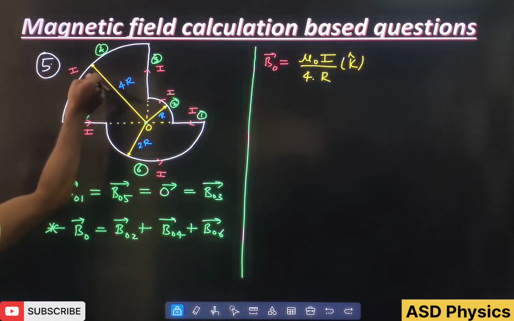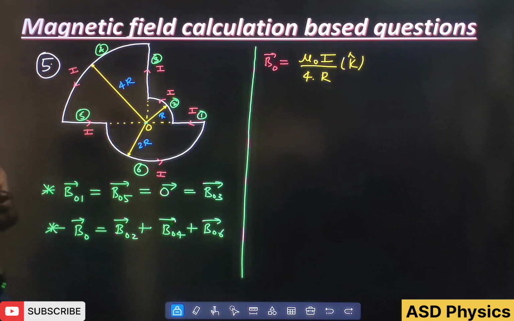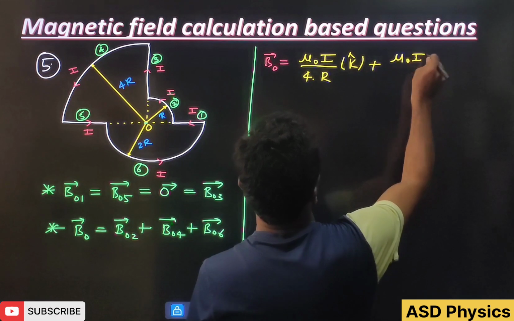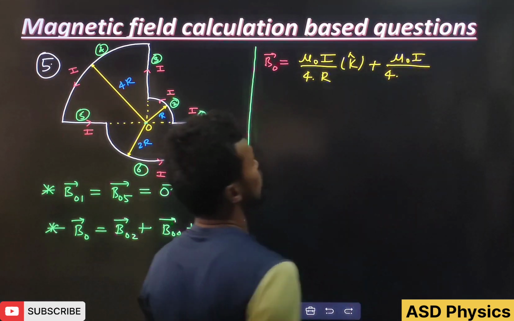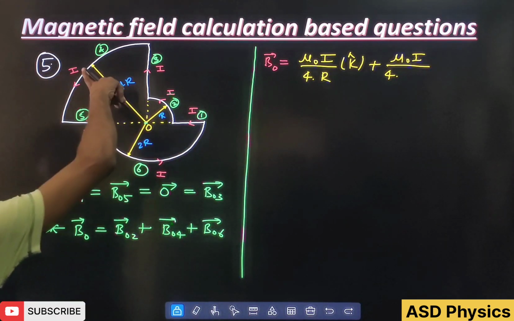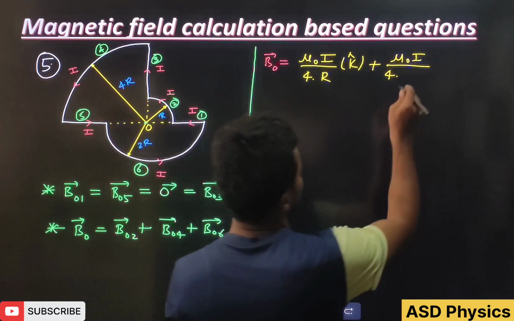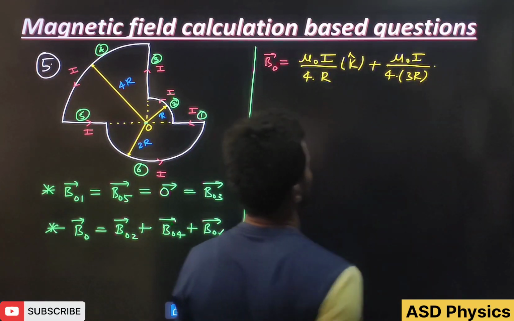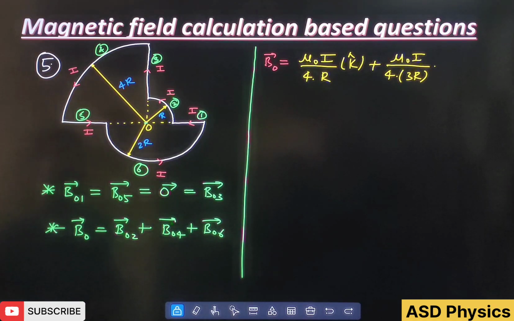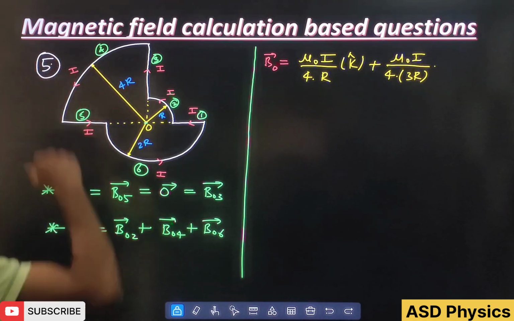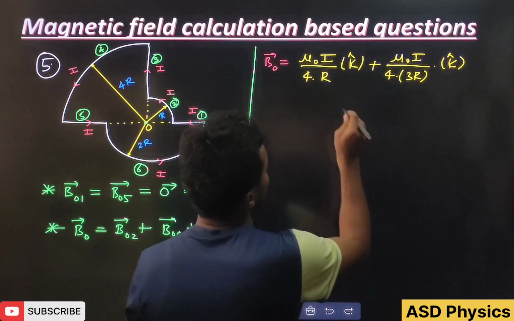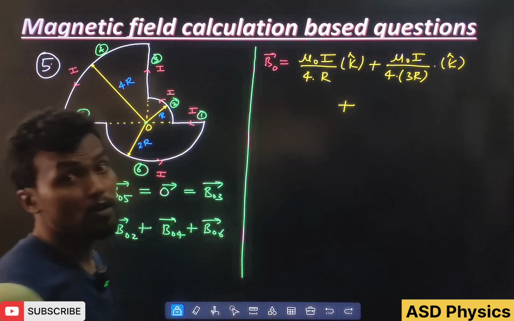Now after that, again you see this, again quarter is this. So again mu naught I by 4 into radius. You think the radius how much here is, students? 3R, so I will write 3R here, and mu naught I by 4 into 3R. And the magnetic field in which direction? Outward direction. So let me write K cap here. Basics.